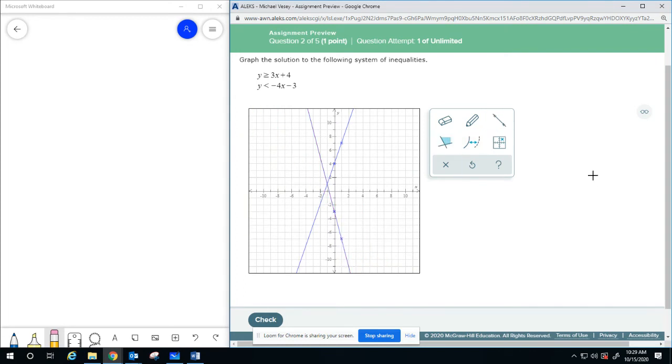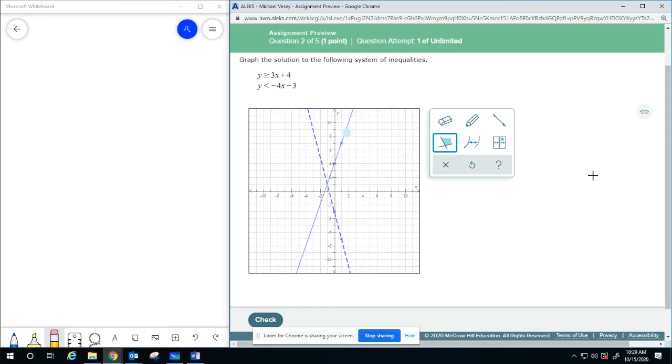Now this line has to be dashed because it is just less than, it is not equal to. So using this right here, I'm going to touch this line and make it dashed. Okay. All right. Let's shade.